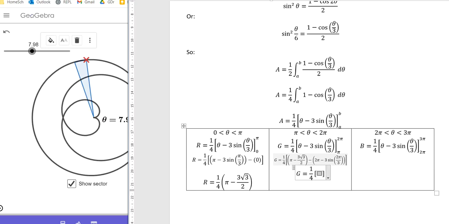because, in fact, apart from this bit with the pi minus 3 root 3 over 2, this part here with the 2 pi minus 3 sine 2 pi by 3, sine 2 pi by 3, as you can verify in the calculator if you like, is the same as sine pi by 3. It's still just root 3 over 2.